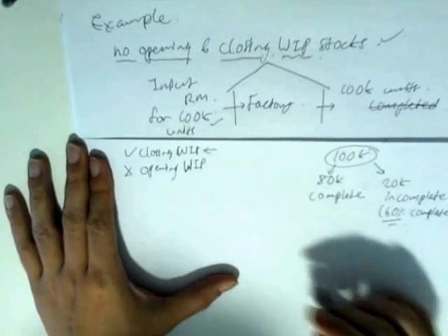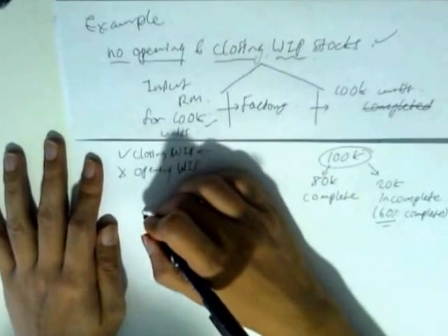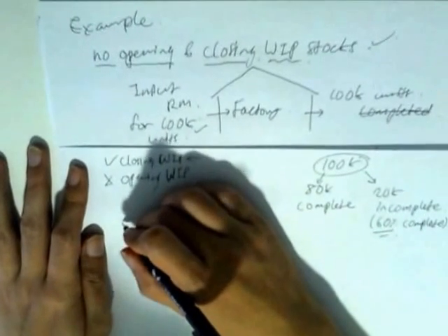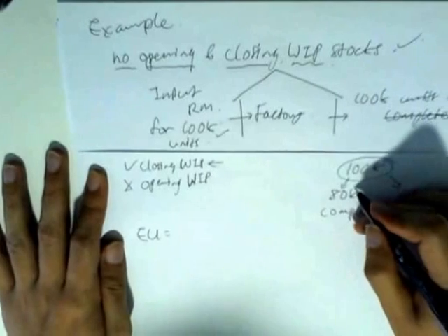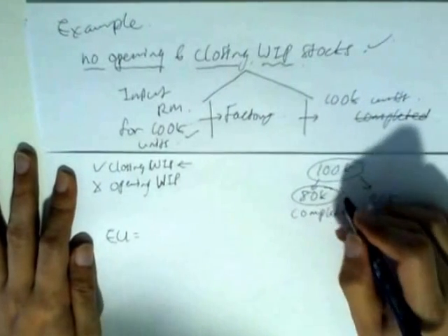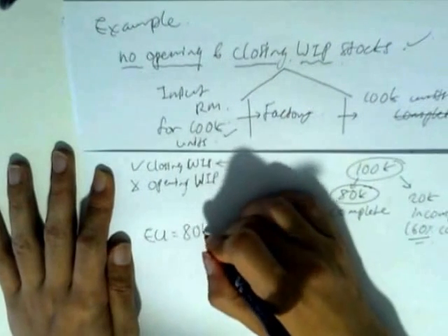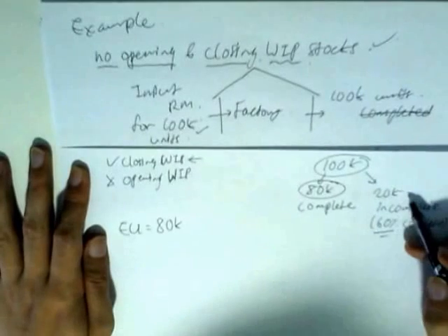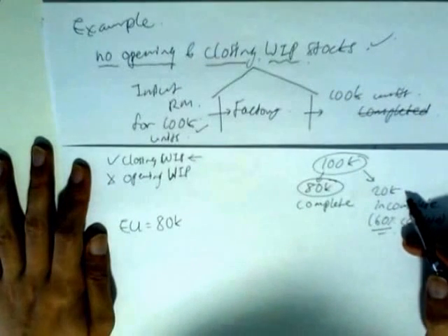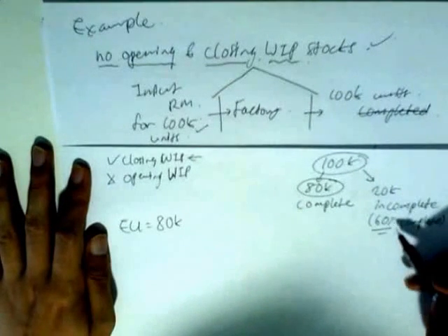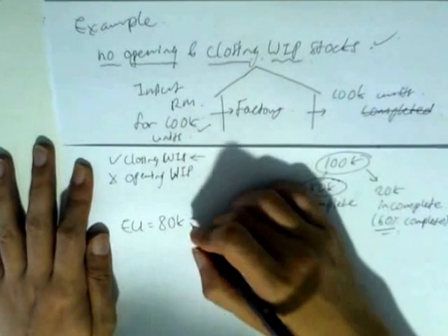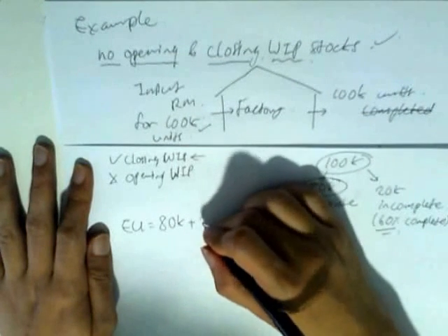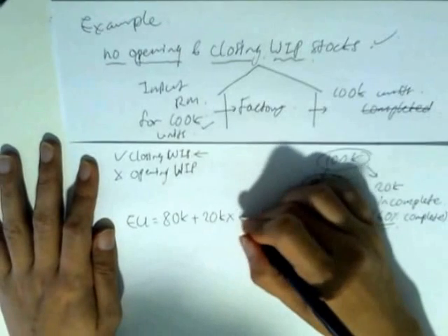Now, question. In terms of equivalent units, how many are there? Okay, how many did you finish making? 80,000. But this 20,000 here is incomplete. How many or what percentage is it complete? 60%. So what we do to account for this is that we will simply just take 20,000 times 60%.